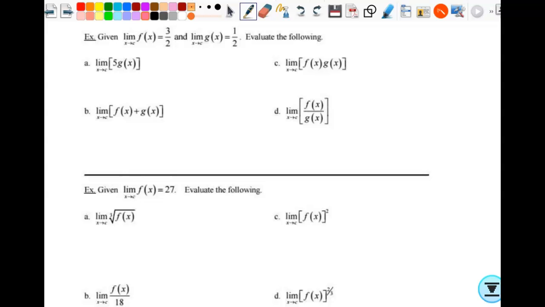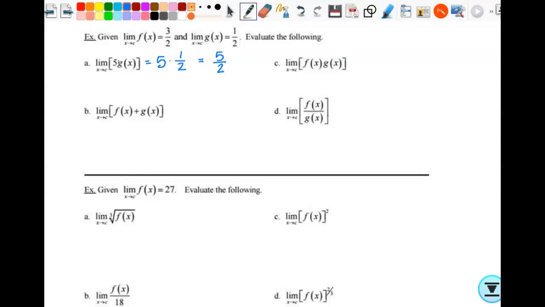So you are given limits here. We're not having to find them. The limit as x approaches c of f of x equals 3/2. The limit of g of x as x approaches c is 1/2, and we want to evaluate the following. This is your scalar multiple, so I'm going to have 5 times something. Does the limit of g of x exist? Yes, they gave it to me. What is the limit of g of x as x approaches c? 1/2. So I get 5 times 1/2, and that gives me 5/2. Not 2.5, 5/2.